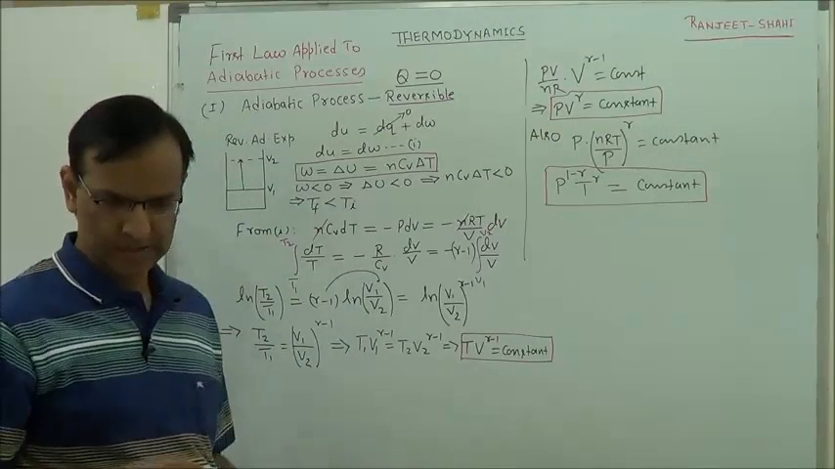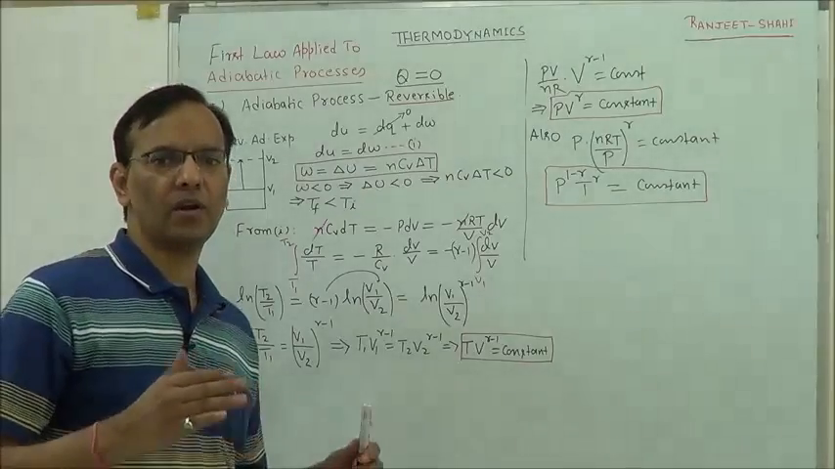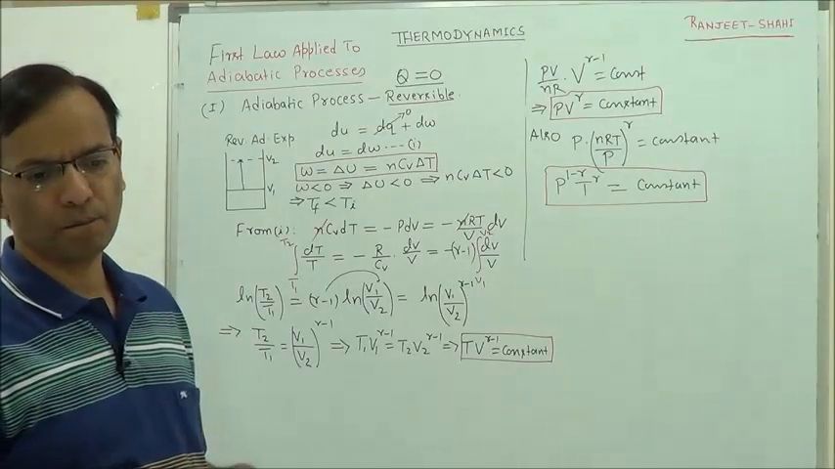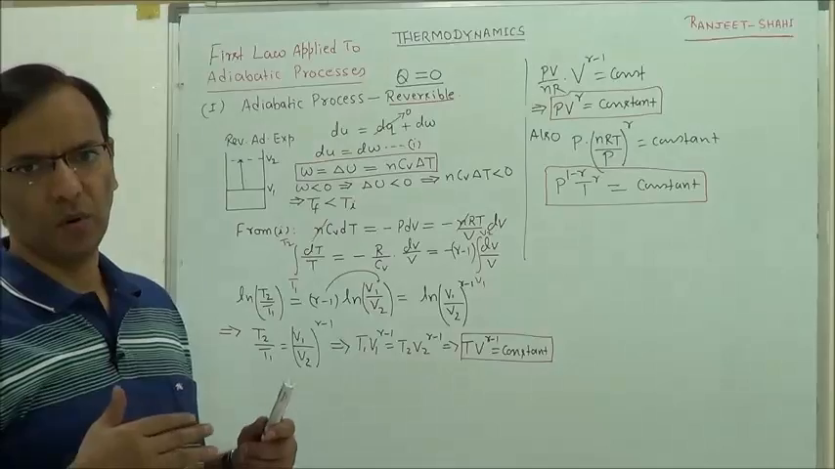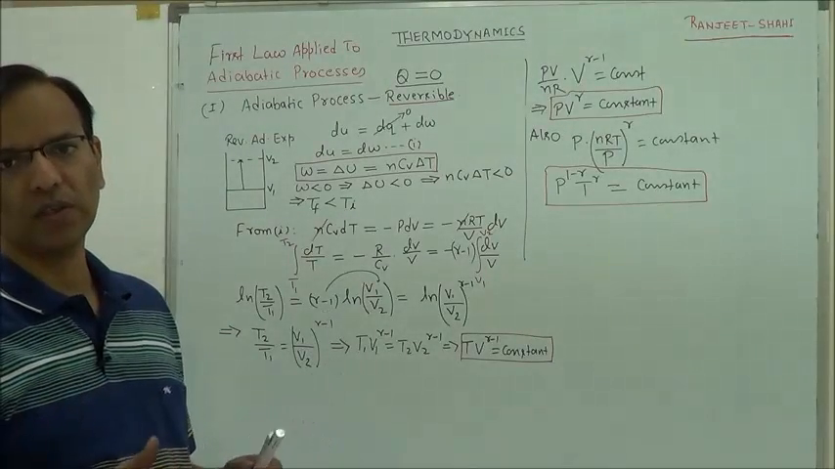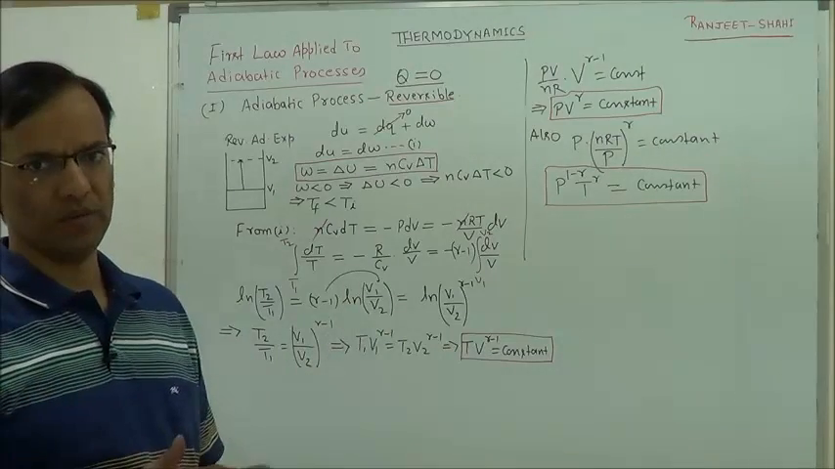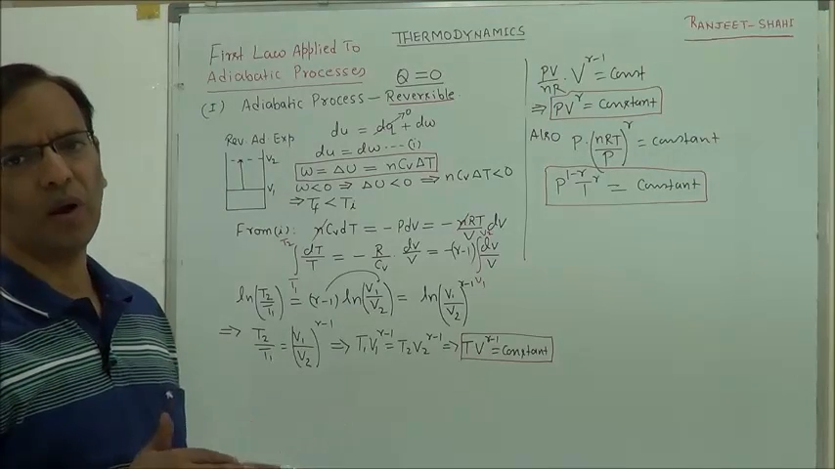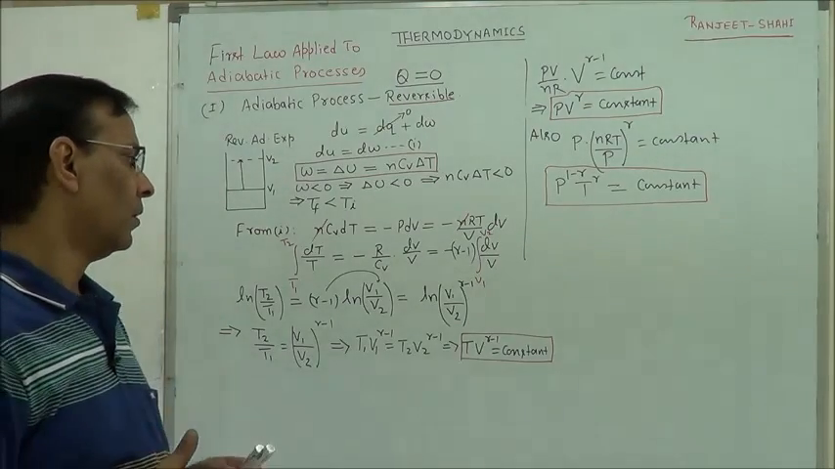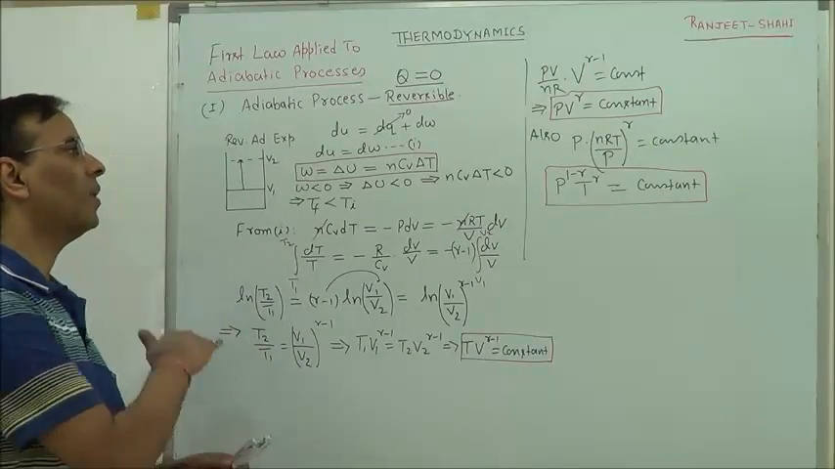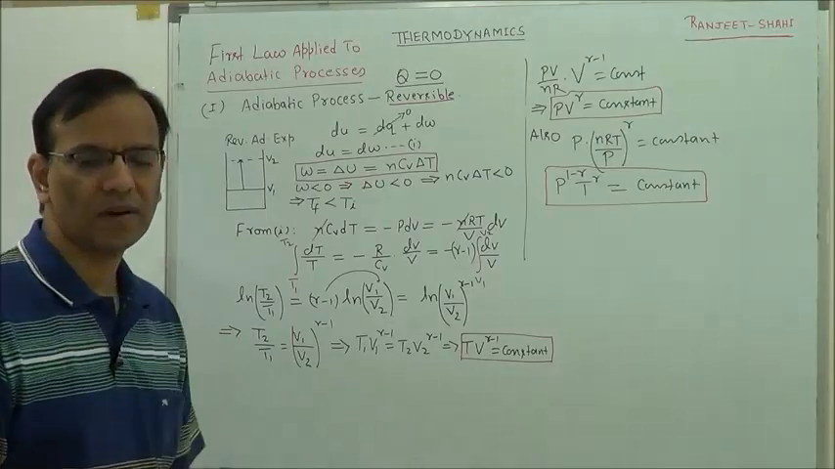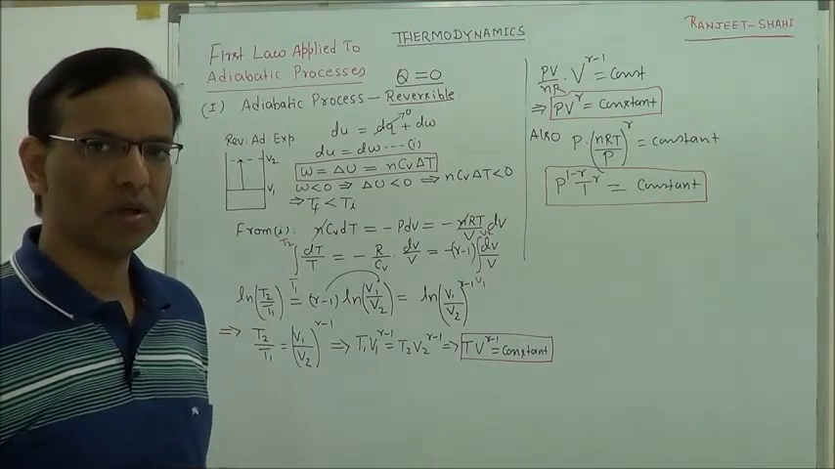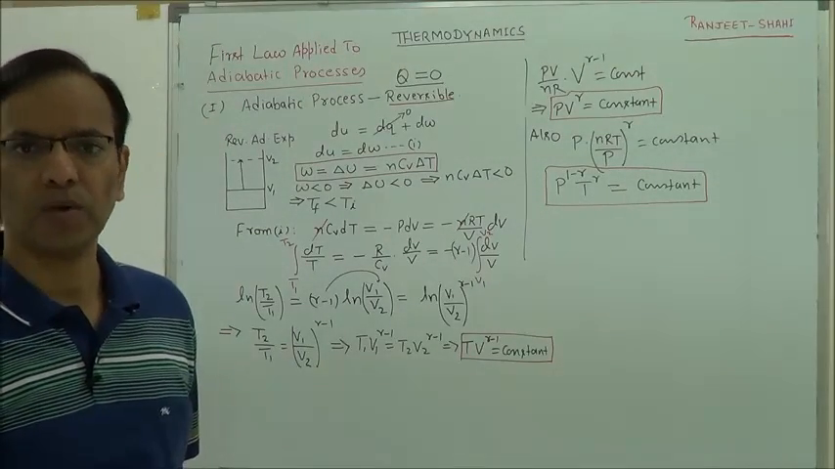for a reversible adiabatic process. I am repeating the term again and again: we can apply these relationships only if we are sure that the process is adiabatic as well as reversible. If the process is not reversible, then these relations will not be applicable as such. So that is the way we derive relationships for a reversible adiabatic process, and then we apply this in solving problems related to a reversible adiabatic process.